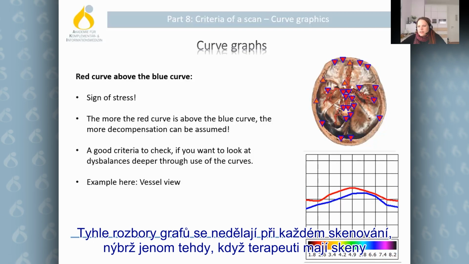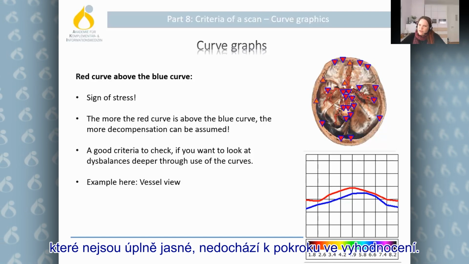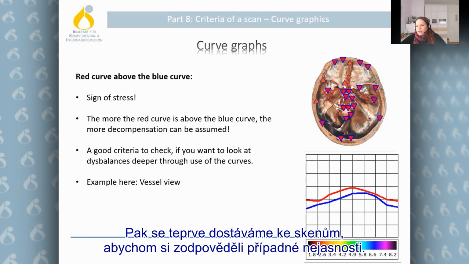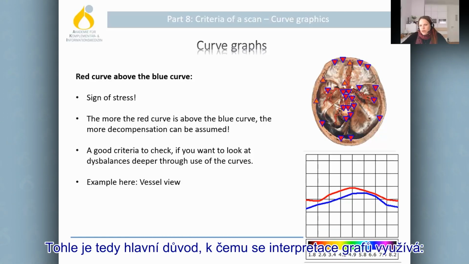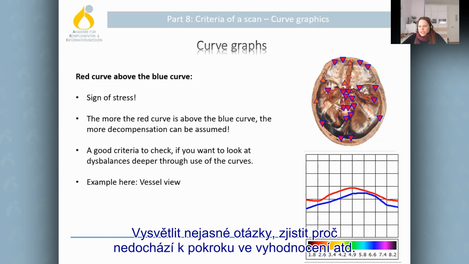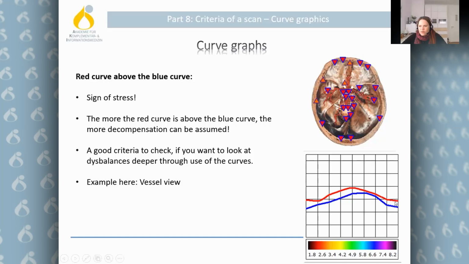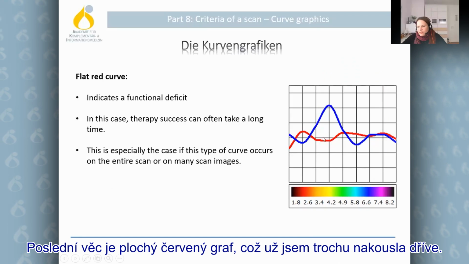So this graph interpretation we don't do in every scan. I just do it with the therapists when they have scans where they have questions left, they don't see changes in the evaluation. So then we have to start graphs to get the left questions answered. So this is what the graph interpretation is for: to answer the last questions, to get information why the evaluation doesn't change, then we can use the frequencies. And the last one is the flat red graph.